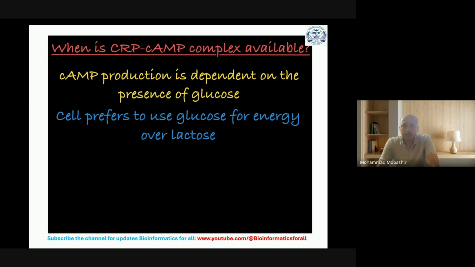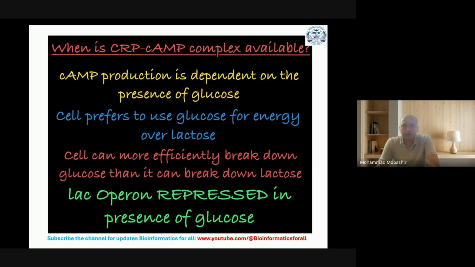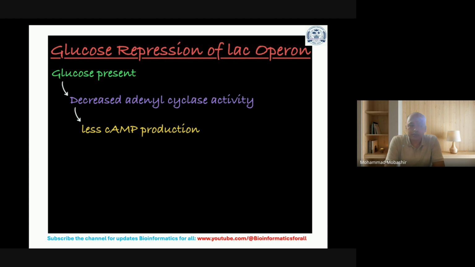When both lactose and glucose are present in the cell's environment, glucose is the preferred molecule to break down. The cell can more efficiently use glucose than it can lactose, so it will repress the lac operon even though lactose is present. This allows the cell to focus on the use of glucose for energy. The presence of glucose in the cell decreases the activity level of the enzyme adenyl cyclase. This means that in the presence of glucose, adenyl cyclase activity is low, which means cyclic AMP levels are low.